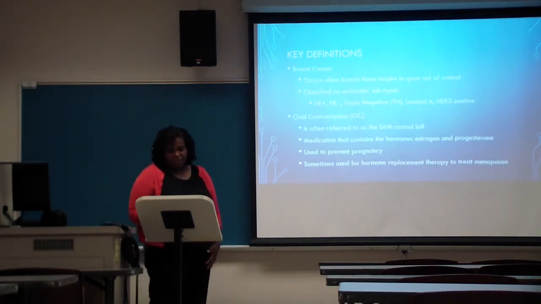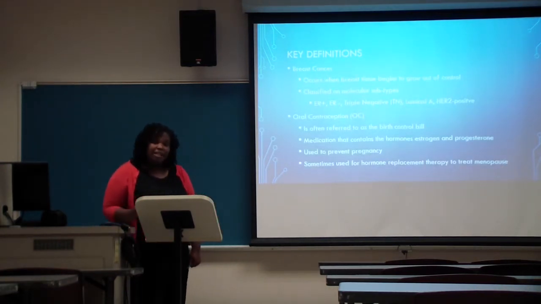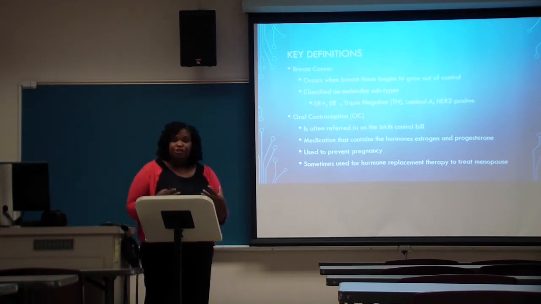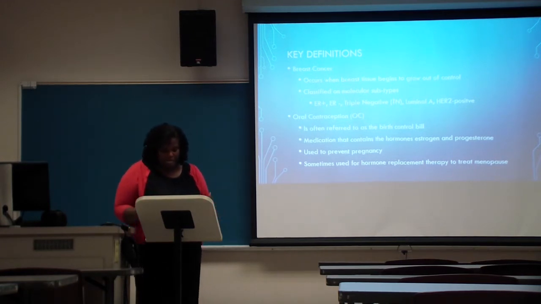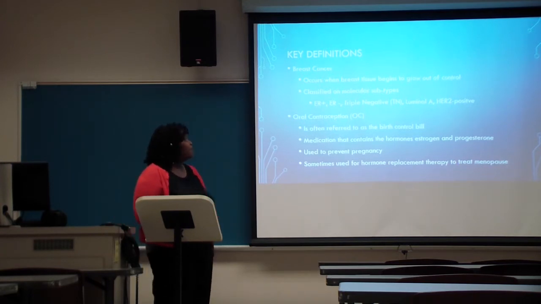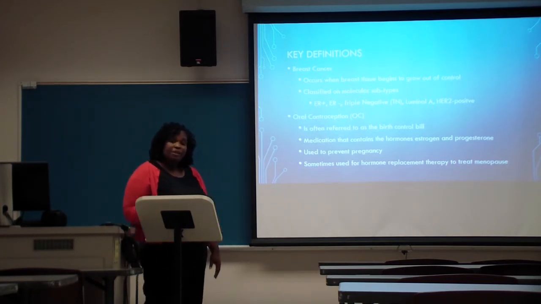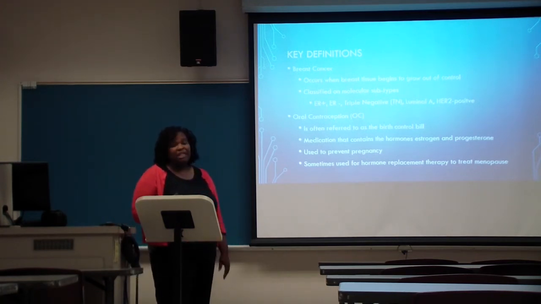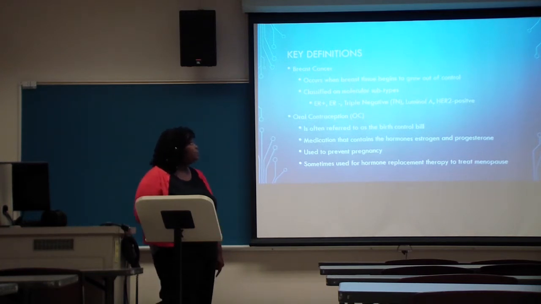Some key definitions. Breast cancer occurs when breast tissue begins to grow out of control. It's classified on molecular subtypes, and the subtypes that we'll be looking at are ER positive, ER negative, triple negative, luminal A, and HER2 positive.